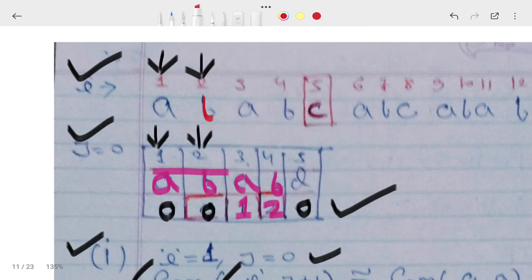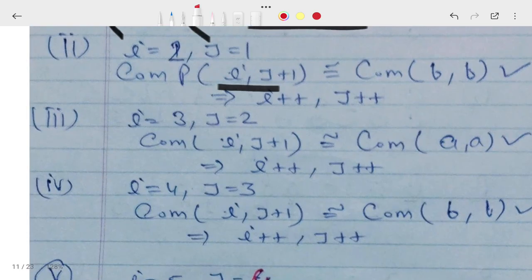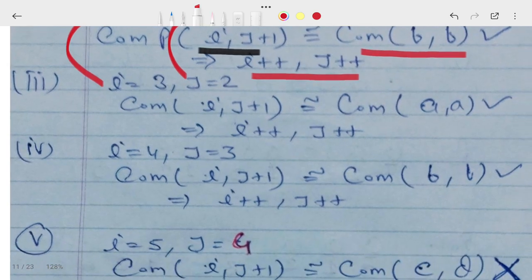So you can see this B and this B both are same. What is the meaning of this? If both are same, I plus plus, J plus plus. Now my I is equal to 3 and J is equal to 2. Now I will compare my I and J plus 1.